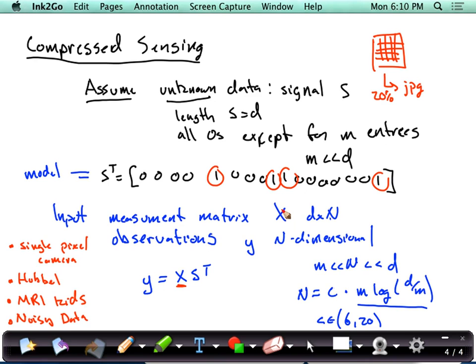It's a really cool area that you can actually do this. So let's go and describe how this actually works. It turns out for this measurement matrix, you're going to make it random from -1, 0, and +1. So this can be a matrix filled with random -1s, 0s, and +1s.